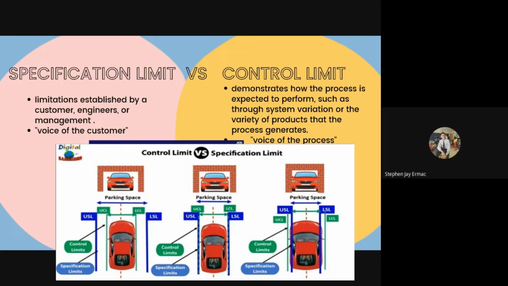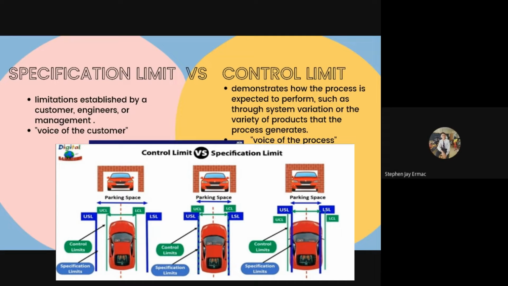So let's say you are trying to park your car in your garage, and there are three possible scenarios. First case, when control limit falls within the specification limit. In this case, think of your garage as your specification limit, which is defined by the customer. If your control limit falls within your specification limit, if you park your car in the middle, it will always have room on both sides. That is one of the reasons for the Six Sigma philosophy of focusing on removing variation in the process.